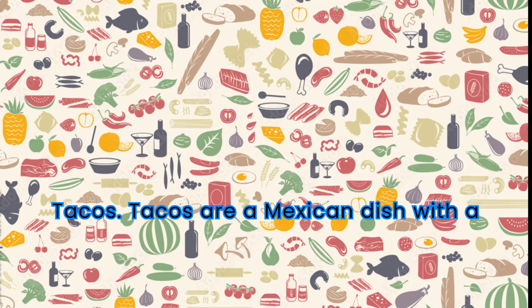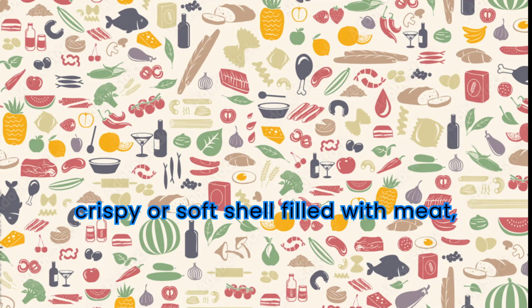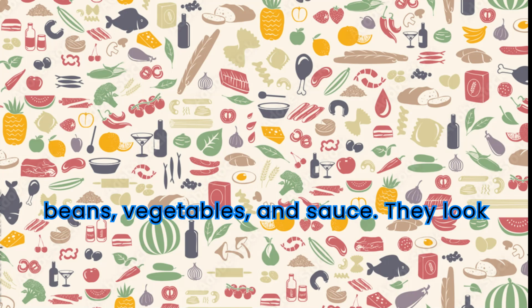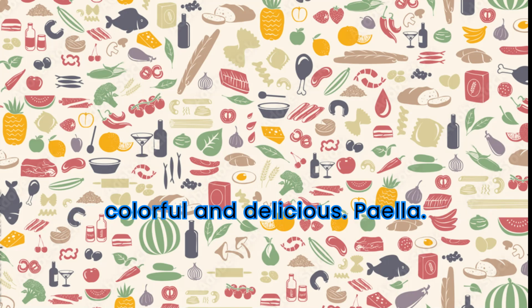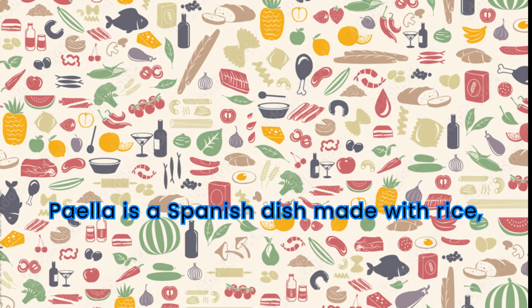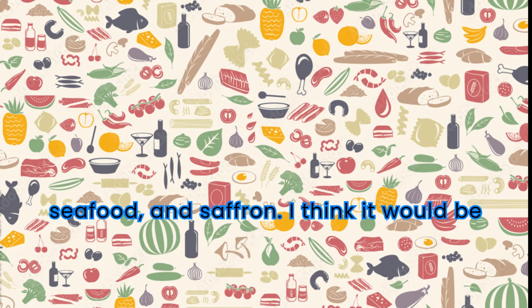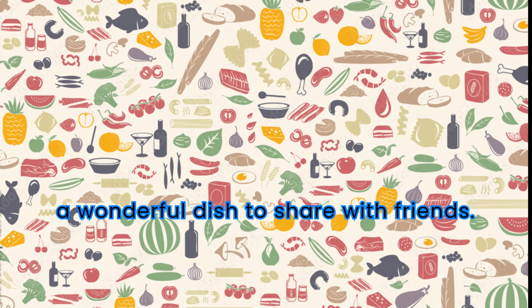Tacos. Tacos are a Mexican dish with a crispy or soft shell filled with meat, beans, vegetables, and sauce. They look colorful and delicious. Paella. Paella is a Spanish dish made with rice, seafood, and saffron. I think it would be a wonderful dish to share with friends.